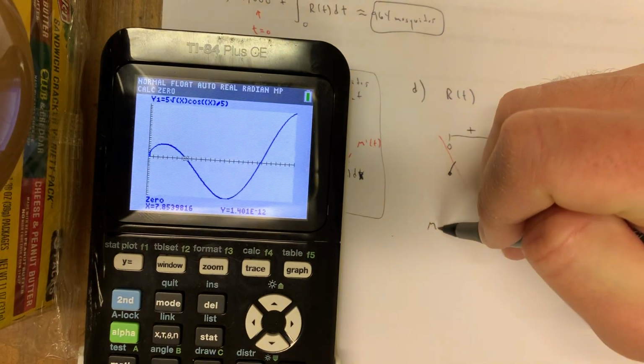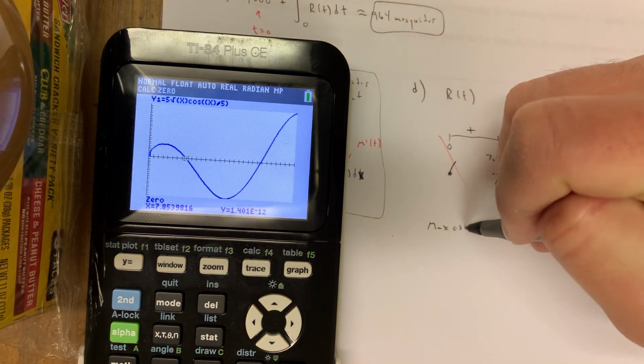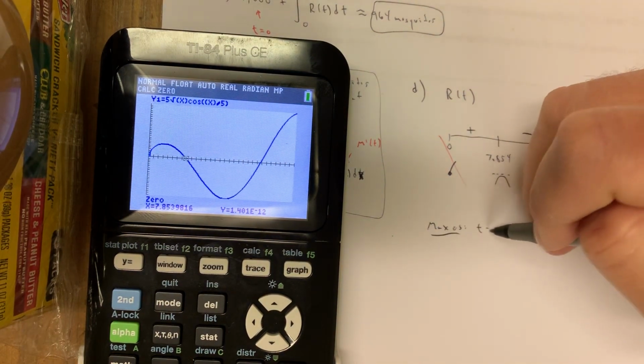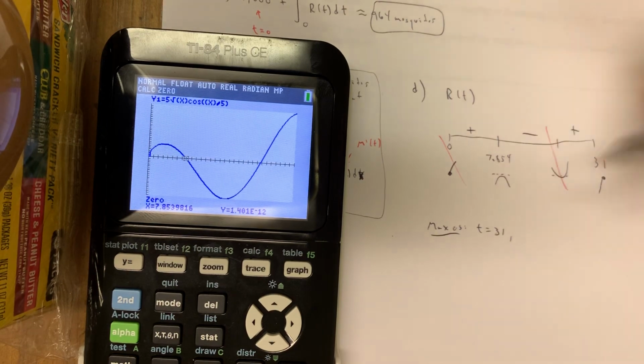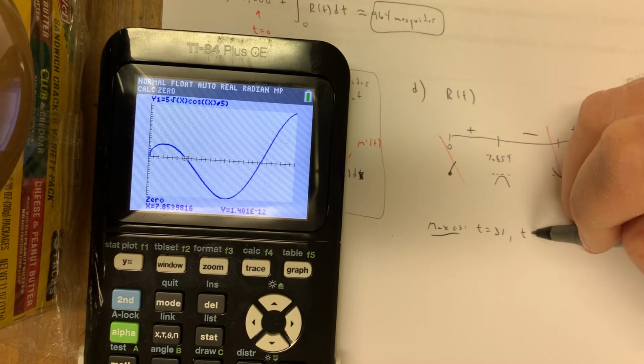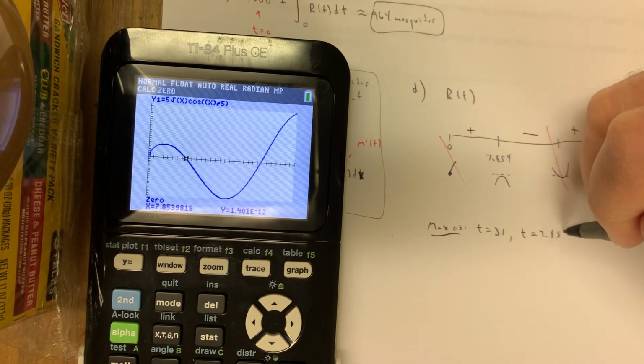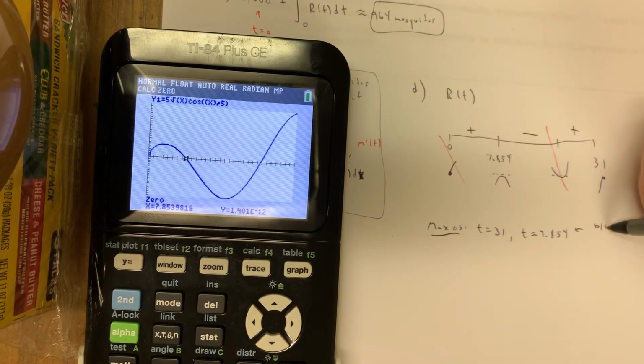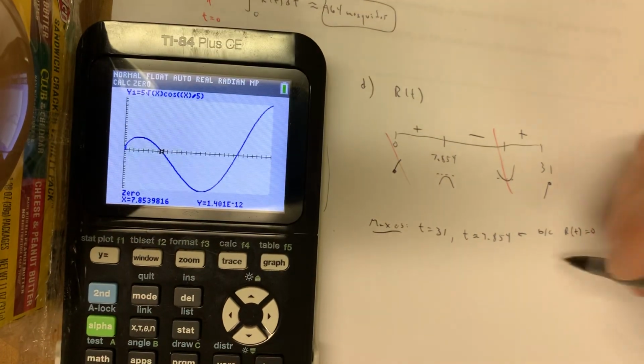So I know we got maxes. And we know one is at t equals 31. That one doesn't need to be justified. It's an endpoint. It's always implied there's going to be extrema at an endpoint. But also at t approximately 7.854. And you should justify, right? Because r of t equals 0 and changes from positive to negative.